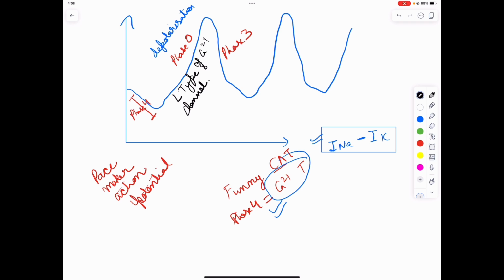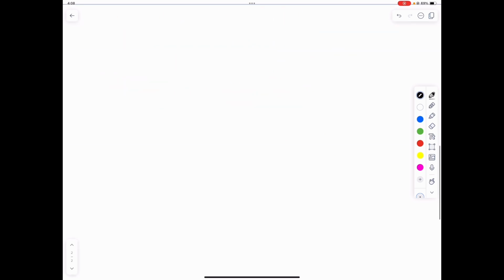So how does the heart function? Like adenosine. Now how does adenosine function? Adenosine decreases the heart rate. What it will do is decrease the pacemaker potential.